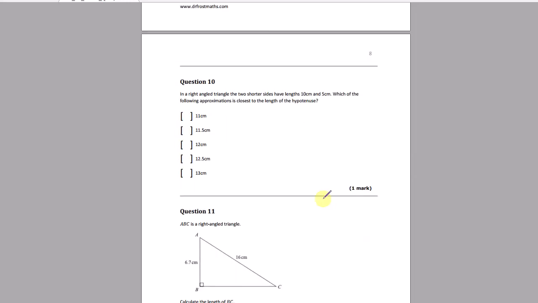Question 10, this is a Pythagoras question. If you aren't sure what's going on, draw a right angle triangle. The 2 shorter sides are 10 and 5. Which of the following approximations is closest to the length of the hypotenuse? So h squared is a squared, which is one of the short sides, plus b squared. Calculate those out, and you've got 125. So h is the square root of 125.